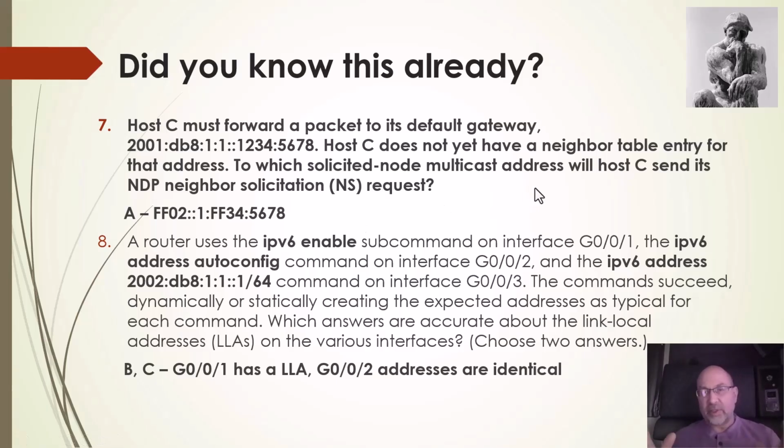It has a whole bunch of IPv6 commands that all worked, and you have a couple of interfaces that we're dealing with here, 01, 02, 03. What happens after all this is done? The answers were B and C, that G001 would have a link local address, but no other addressing, and G002 would have the identical configuration.